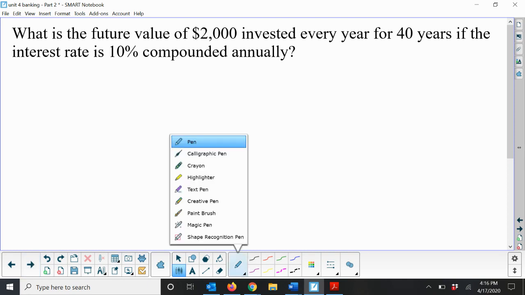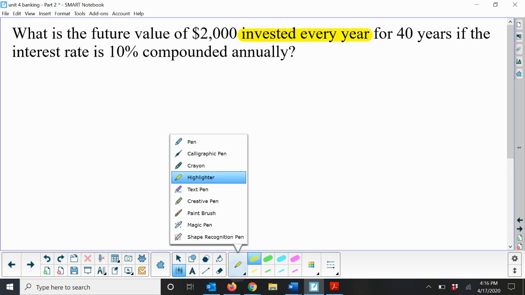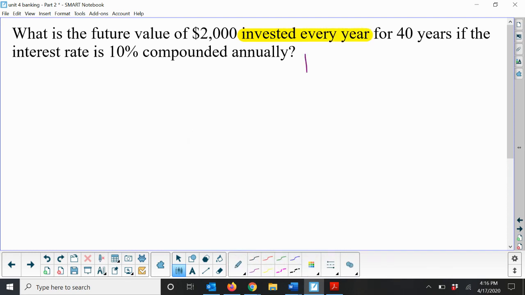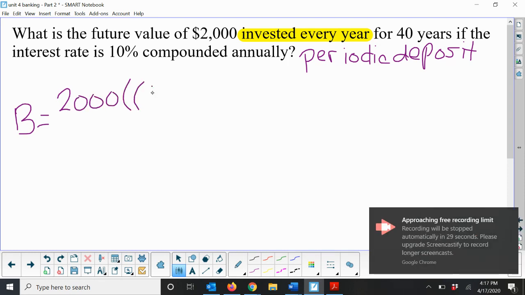Our third example here, again, we need to find that key phrase. So we see $2,000 invested every year. That is our key phrase here. That tells us that this is a periodic deposit. Apologize for the sloppy handwriting. So periodic deposit formula, I have my principal. Make sure you double parentheses.